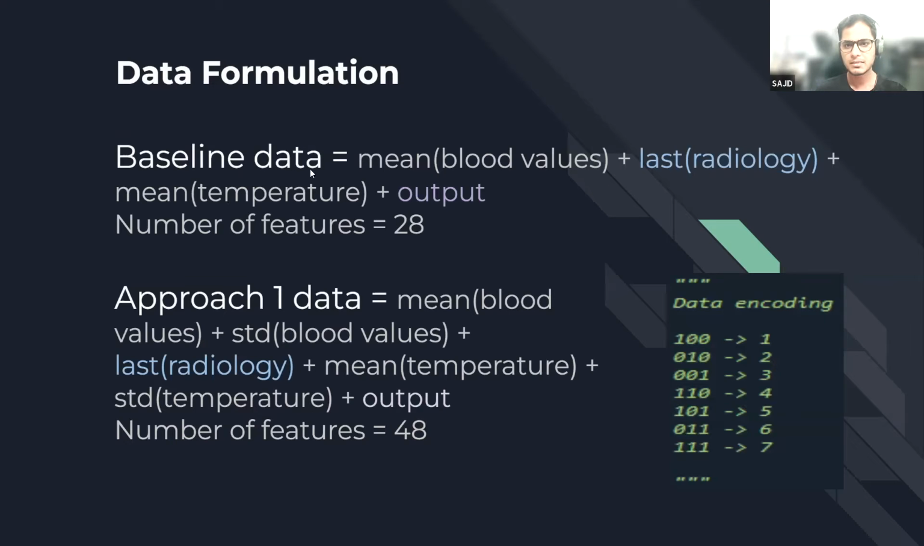So we just consider baseline data, we take the mean of our blood values, and the radiology is textual data, so we cannot take the mean or standard deviation. So we assume that the last reading is the more recent reading, so we just consider the last reading in the radiology data, and the temperature is the mean, and then the output. So we have a total of 28 features. And in approach 2, we also consider the standard deviation in addition to the mean. And then this is the 3 column labels classification, so we use different encodings, with 7 multiple labels given.